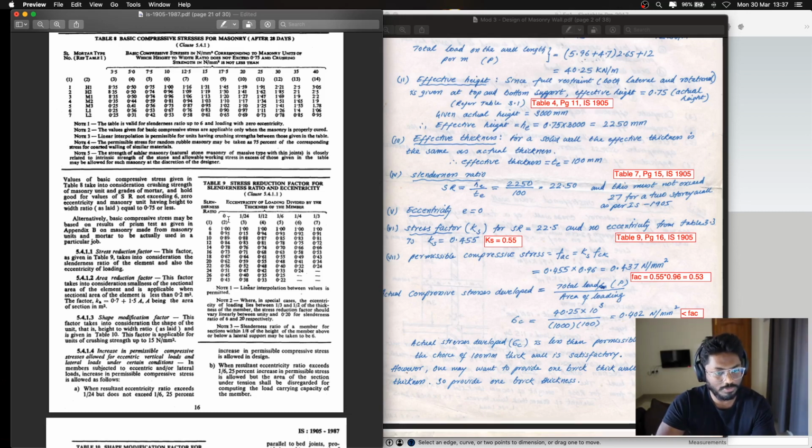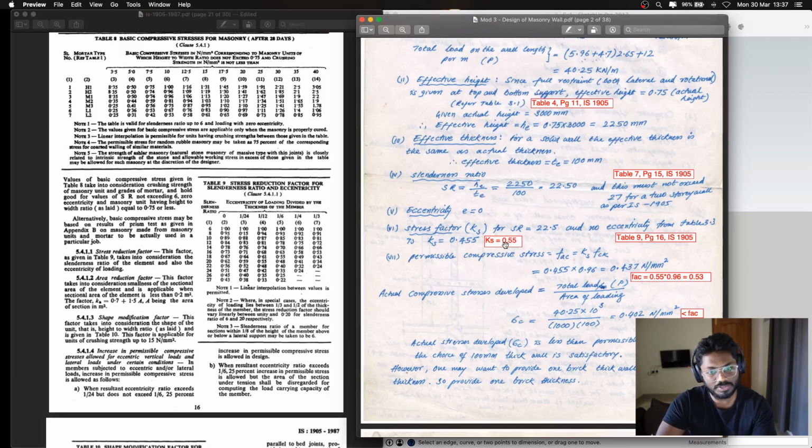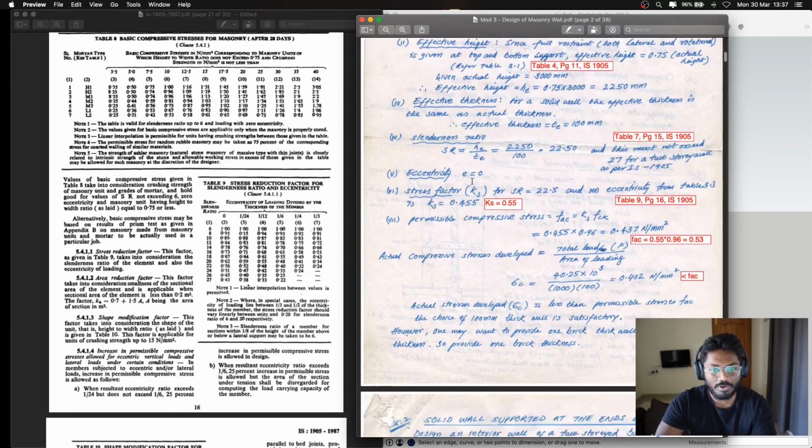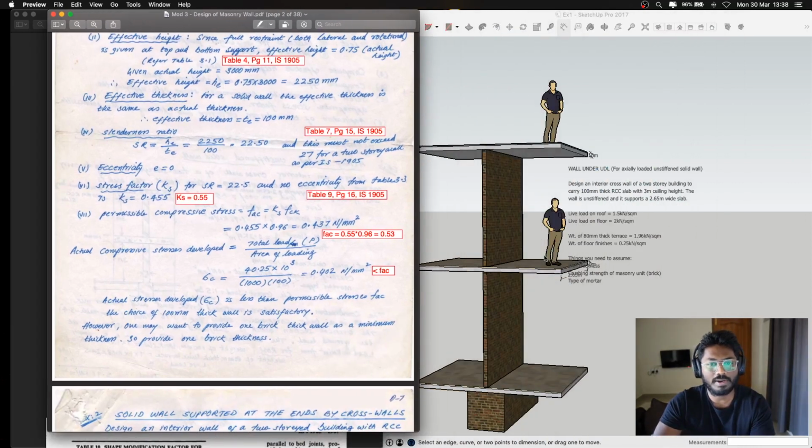So we are concerned about the first column over here. The remaining we can just opt out. So for a stress reduction factor of 22.5, if we are going to multiply the Ks value, it will be 0.55. That is after linear interpolation, we get 0.55. Please note the corrected version. It is 0.55. It's not 0.455. Moving on, once the factor is multiplied to the basic compressive stress, we get a total factor of 0.53. Now, this is the allowable compressive stress that can exist in a particular masonry wall.